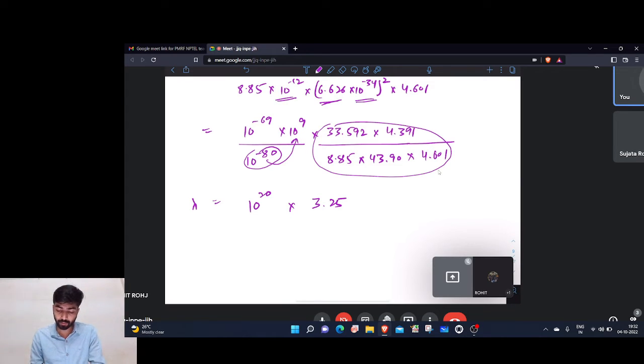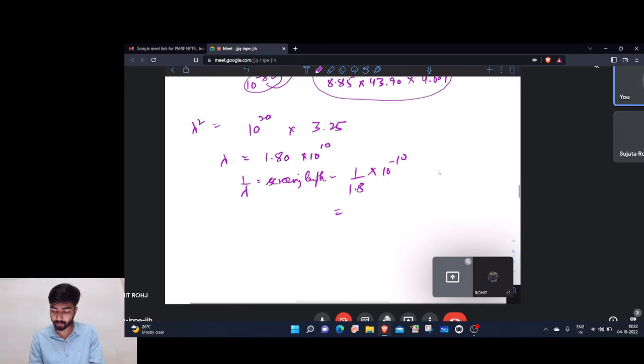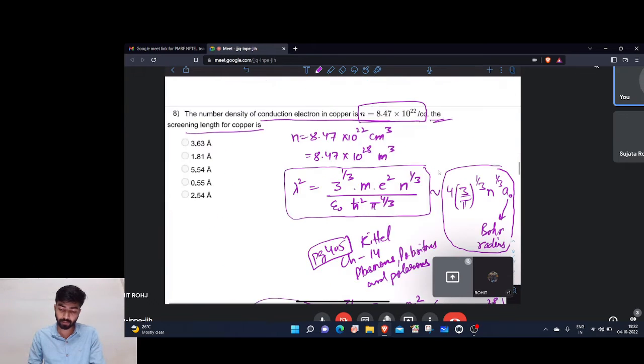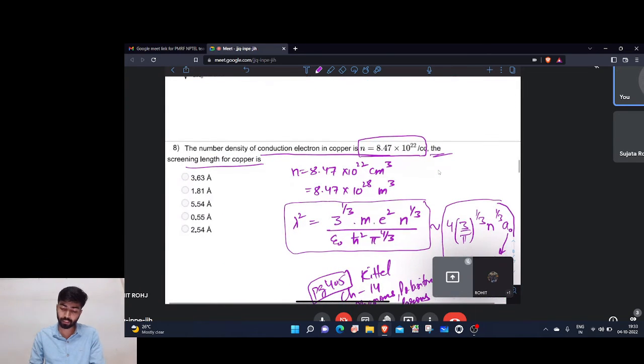So lambda square thus becomes this. Taking the square root gives us 1.80 into 10 to the power 10, and 1 by lambda, the screening length, gives us 1 divided by 1.8 into 10 to the power 10. 1 by 1.8 is nothing but 0.55 into 10 to the minus 10 meters, or 0.55 angstrom. So the correct option, given the conduction electron density of copper, the screening length, becomes 0.55 angstrom.